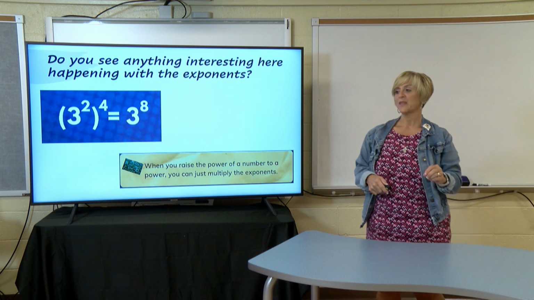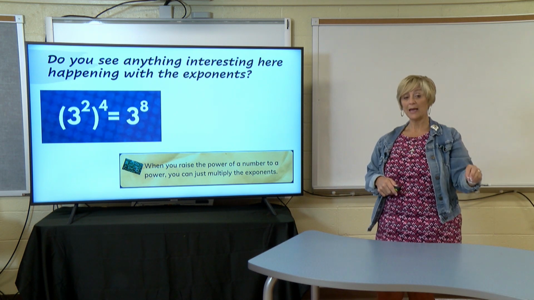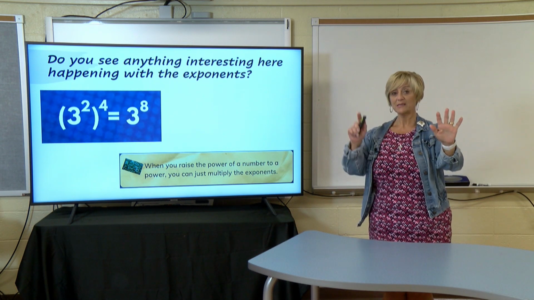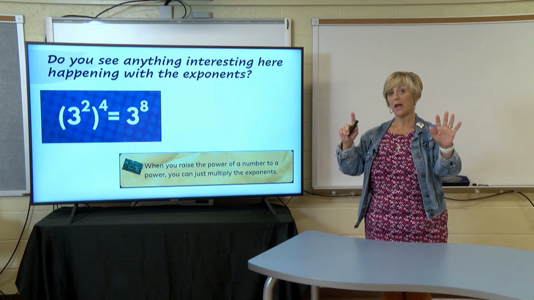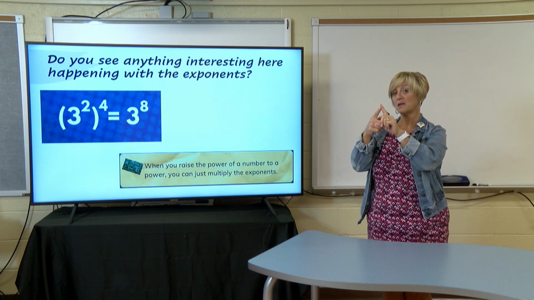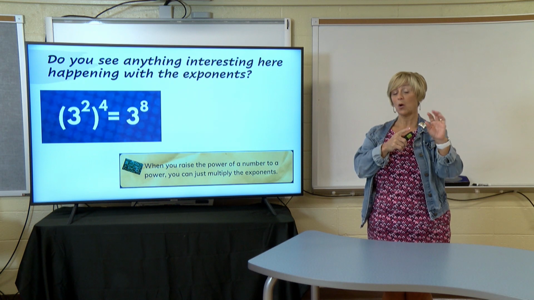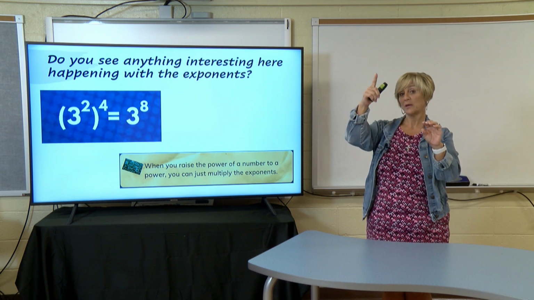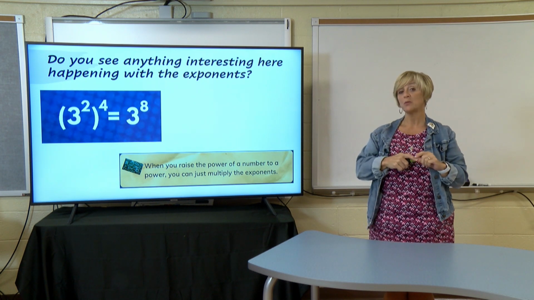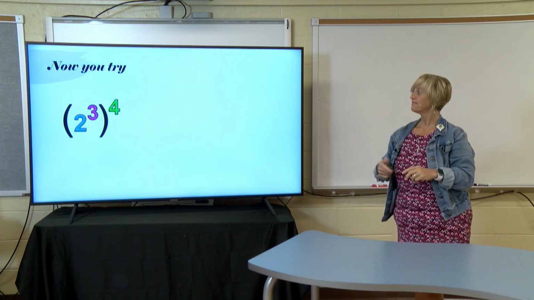Okay, so let's see. When we multiply a base with a power and a base with a power, we add their exponents. But when we raise a base to another power, we multiply their exponents. Now you try.